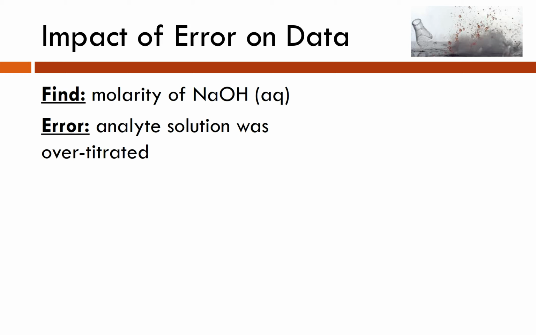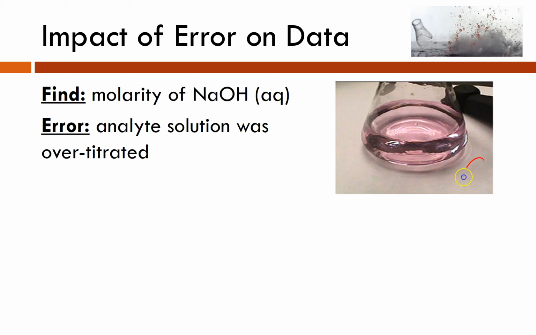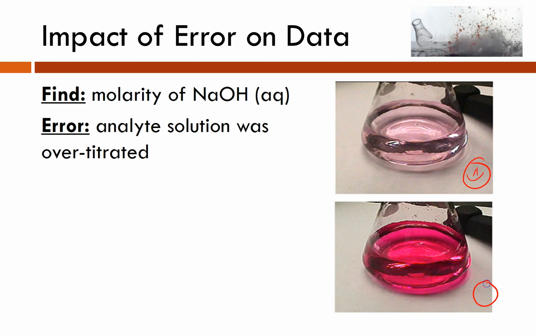Last one. So you're trying to figure out the molarity of a sodium hydroxide solution, and your error is that the analyte solution was over-titrated. So this is what a good titration looks like. You got that pale pink endpoint with phenolphthalein. When you say over-titrated, this is what you've got. It happens. This is why we do titration in triplicate.